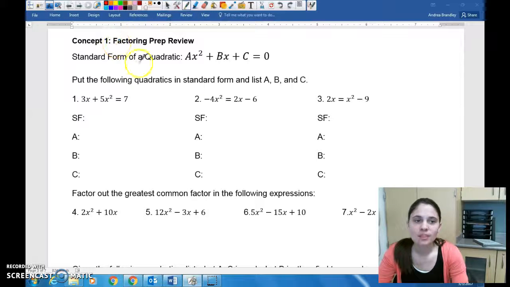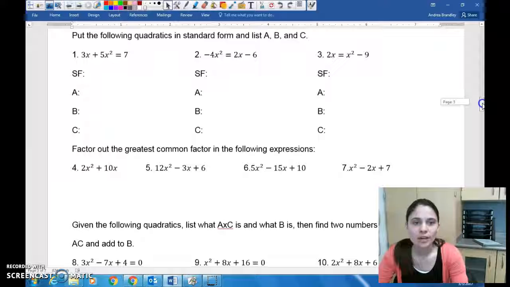So this is, I call it the factoring prep review because we're not actually technically factoring quadratics yet. We'll do that in concept 2, but we need to be able to do all of these things so that we're able to factor quadratics. So the first thing we have in our notes is standard form of a quadratic.